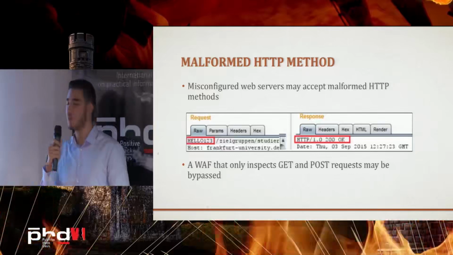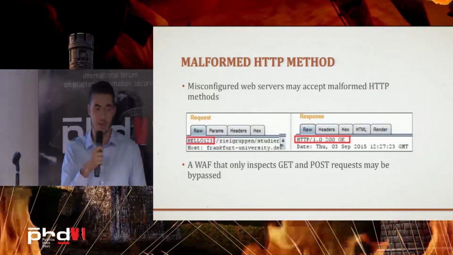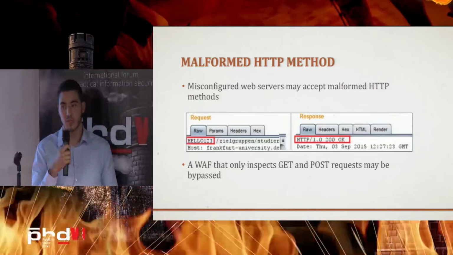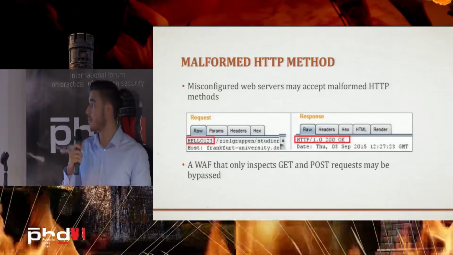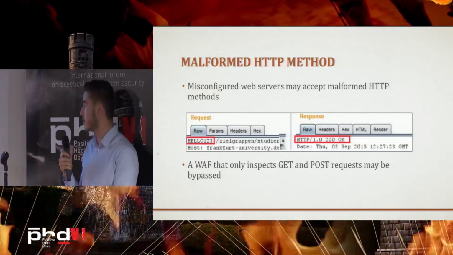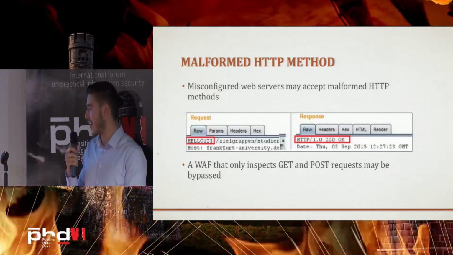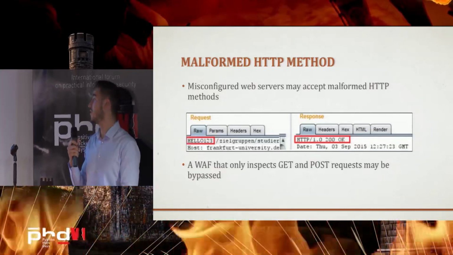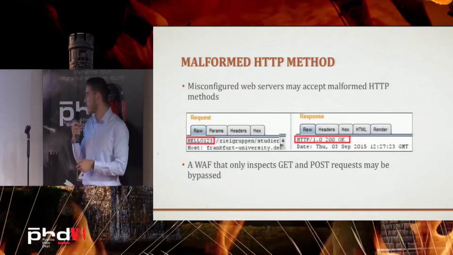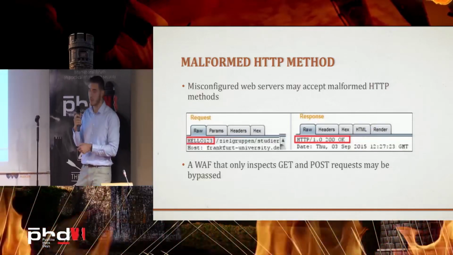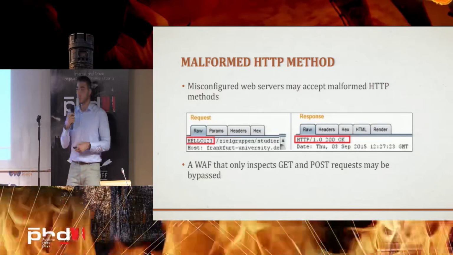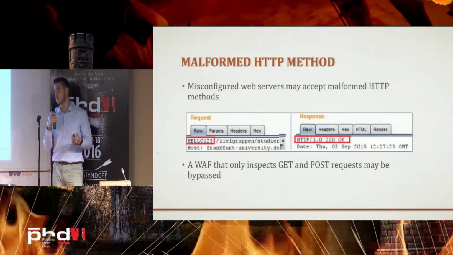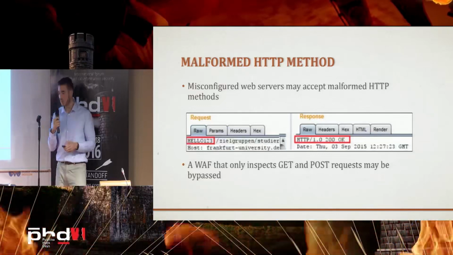Another technique is the malformed HTTP method. So if a web server is misconfigured and accepts malformed HTTP methods, as shown in the example: Hello 123. I don't have GET or POST, but HELLO 123, and the web server answered me with the status of 200, so it was okay. So if a WAF is configured to only inspect GET or POST parameters, it can also be bypassed with this method.